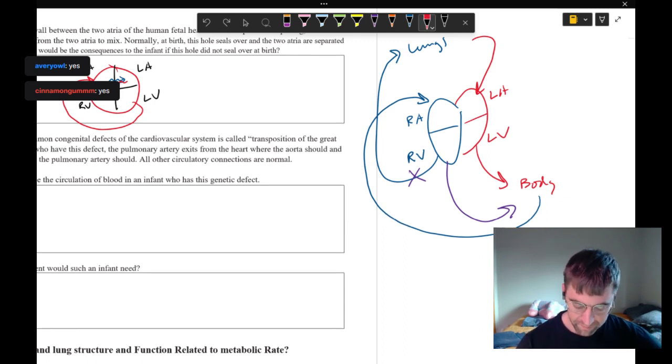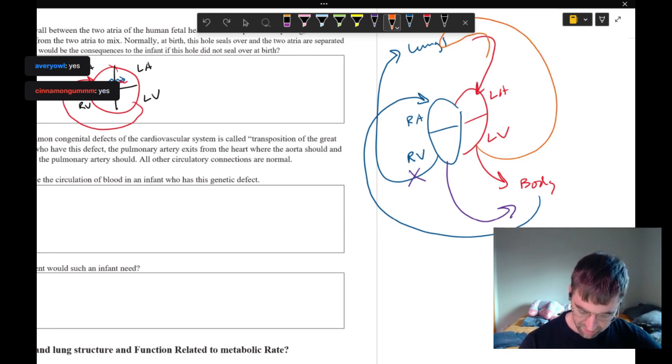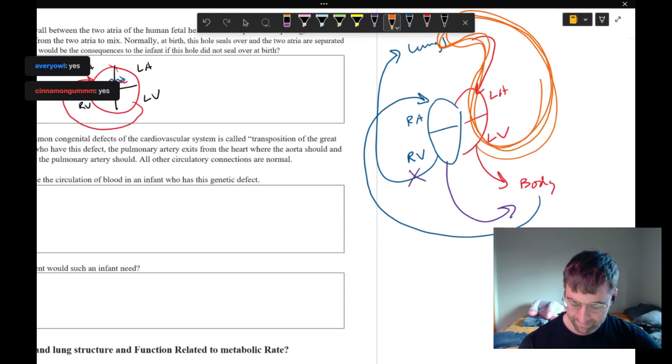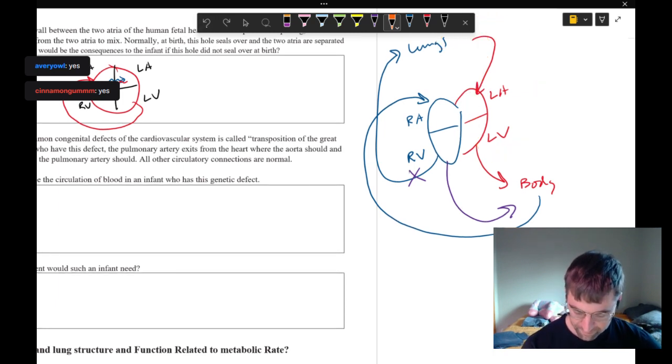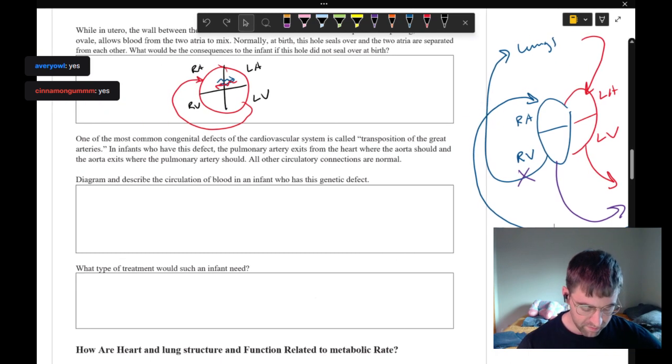And similarly, instead of going out the left ventricle to the rest of the body, you just go back and forth between the lungs and the left side of the heart, which is a bad time. So there's your diagram.